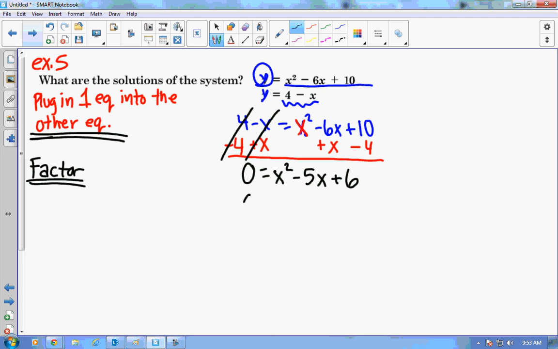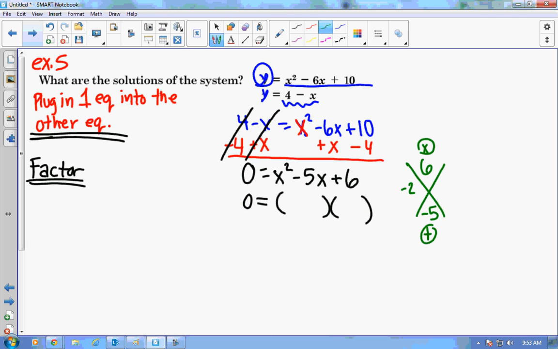0 equals two numbers that multiply to 6 and add to negative 5. Don't shout it out. Think about it first. Two numbers that multiply to 6, and add to negative 5. Okay, Andres, can you give me two numbers that multiply to 6 and add to negative 5? Negative 2 and negative 3, would that work? It sure will. Good job.